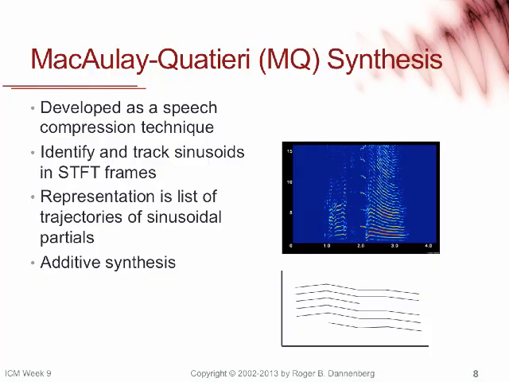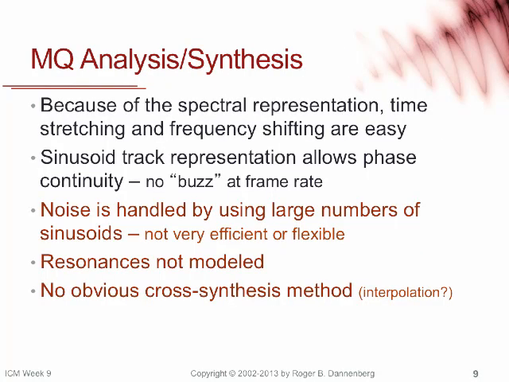The signal is essentially represented as a list of trajectories of sinusoidal partials, and then to resynthesize, you just add them together. Time stretching and frequency shifting are easy given the sinusoidal models. There is no buzz or artifacts running at the frame rate, which often happens with vocoders and phase vocoders. The drawbacks are that noise is handled by large numbers of sinusoids. It's not efficient. It's not flexible.